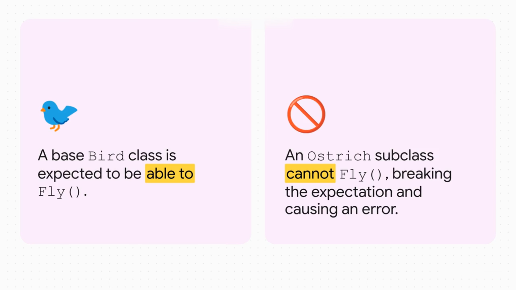So if calling the fly method on an Ostrich object throws an error, you've just broken the principle. The Ostrich is not a perfect substitute for a Bird if your program expects all birds to fly. That kind of surprise is exactly what leads to bugs.